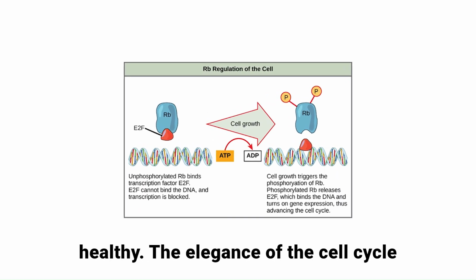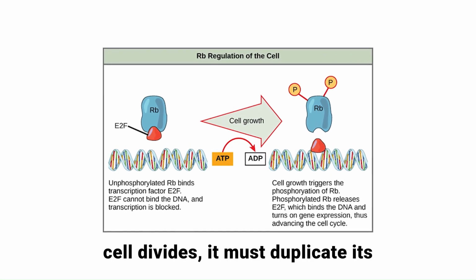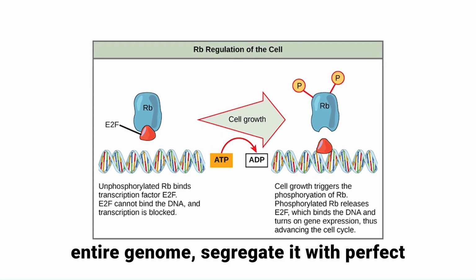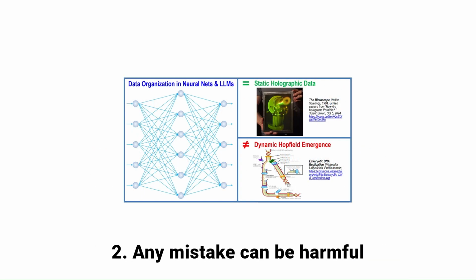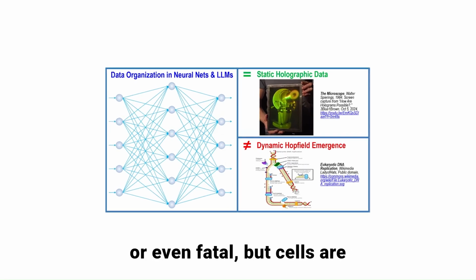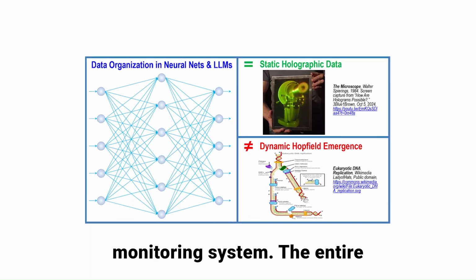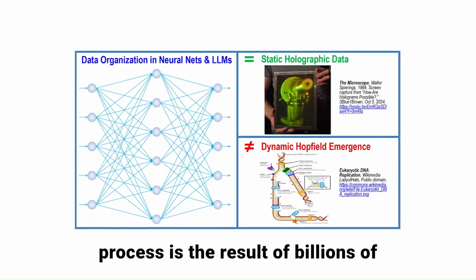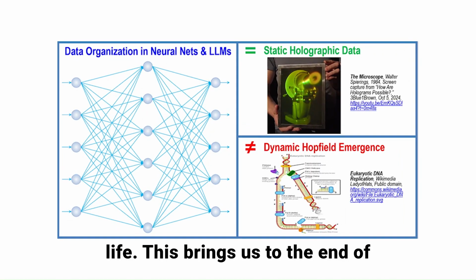The elegance of the cell cycle lies in its precision. Every time a cell divides, it must duplicate its entire genome, segregate it with perfect accuracy, and then physically split into two. Any mistake can be harmful or even fatal. But cells are equipped with an incredibly efficient monitoring system. The entire process is the result of billions of years of evolution, fine-tuned to maintain life.